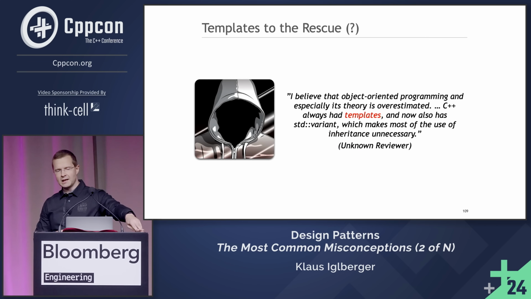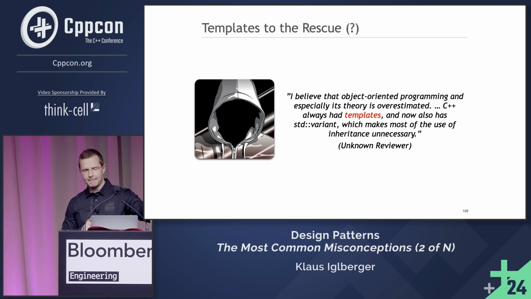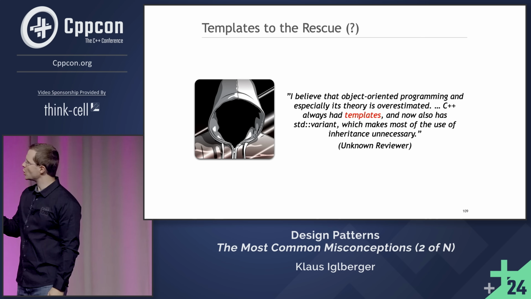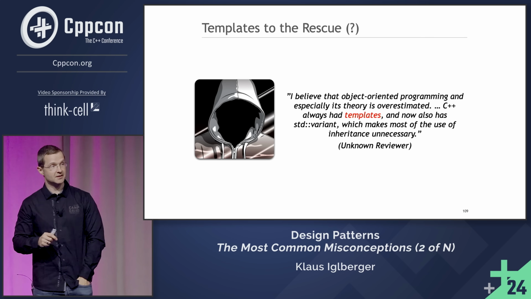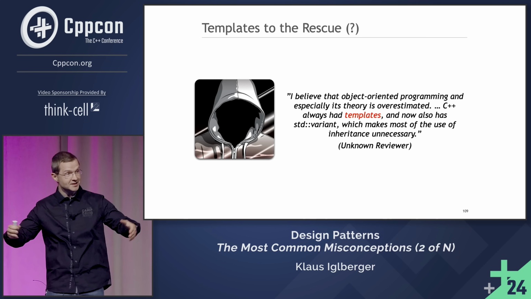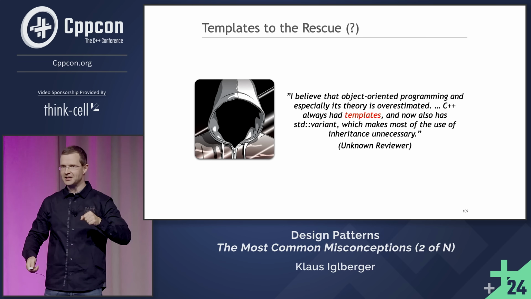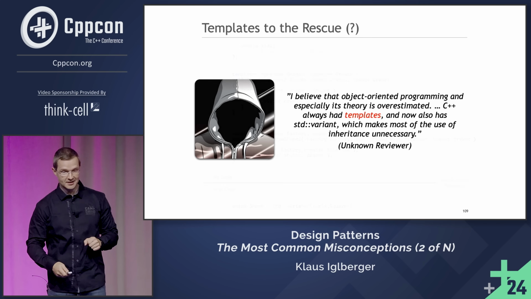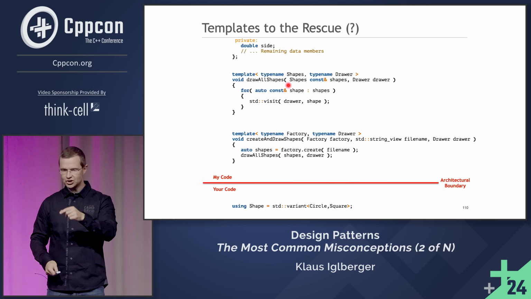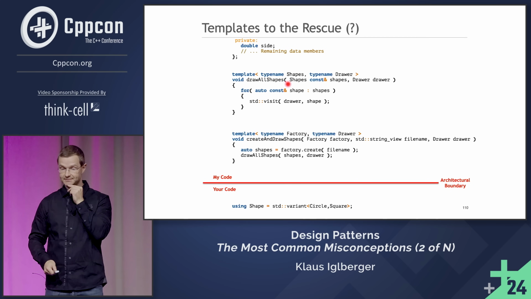But going back to this little review, there's one more term that makes the difference, perhaps. C++ always had templates. Of course, we can save the day by just throwing in a couple more templates, right? So let's just do that. Okay, so draw all shapes. Draw all shapes is now a function template. The type of the abstraction, the type of the variant now is just a template parameter.